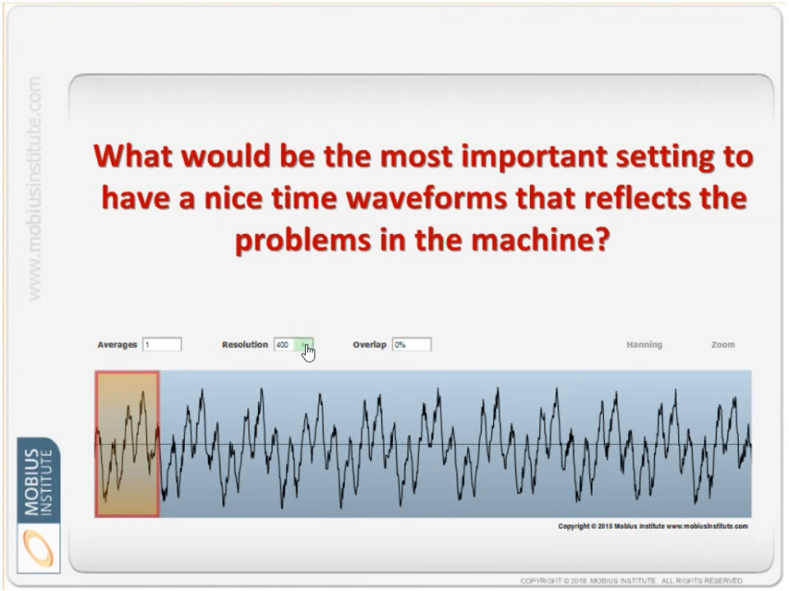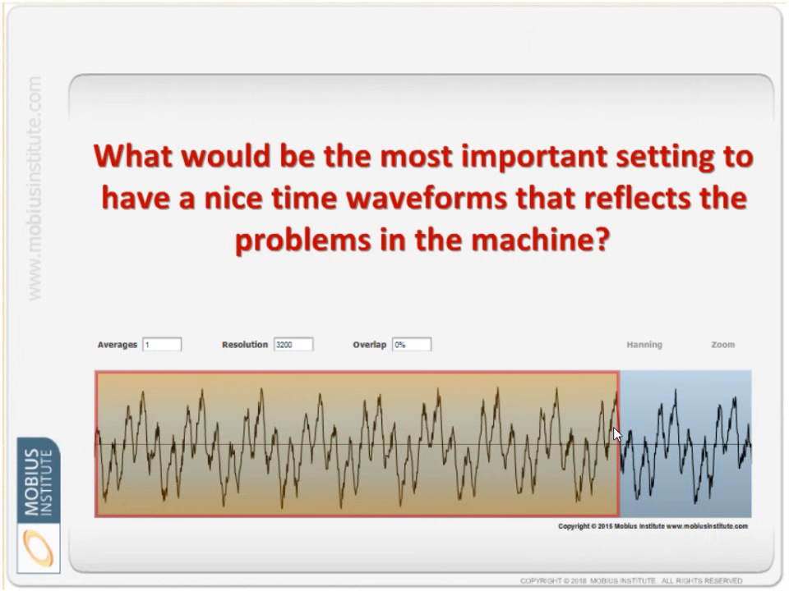Well, the next setting up is 800 lines. It needs twice as much information. For 1600 lines, it needs twice as much again. And for 3200 lines, it needs twice as much again. So none of this affects the samples per second. It just affects how many samples you collect. The more samples you collect, the higher the resolution of the spectrum.